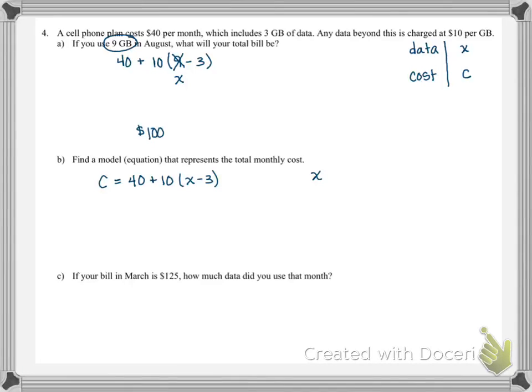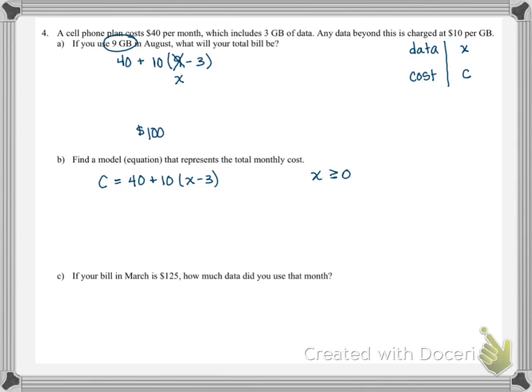So this model is only going to work for positive numbers, right? So x greater than or equal to 0. But what if x was 0 or 1? So if you used 1 gigabyte of data total, how much would you pay? 40. Now, what do you get if you plug 1 into that equation? Yeah, you get 30, right?